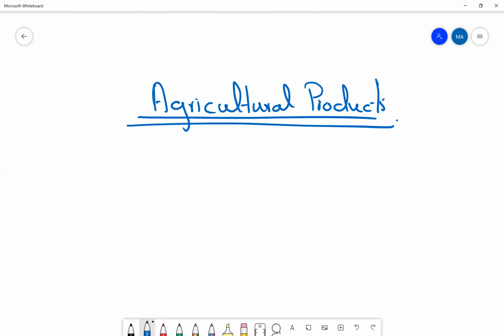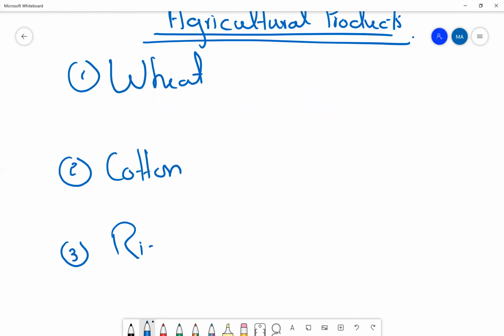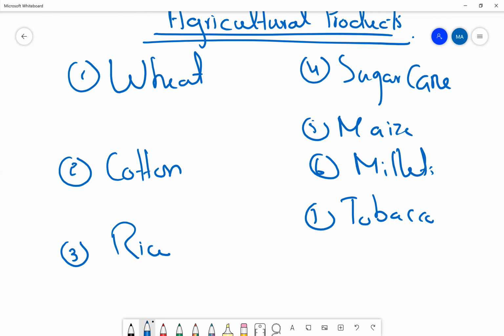So agricultural products, number one is wheat, the major agricultural product in Pakistan. Number two is cotton. Number three is rice. Number four is sugarcane. These are all the major crops, all right? And after these major crops, we also study a few minor crops in Pakistan, such as maize, millets, tobacco, and other fruits.